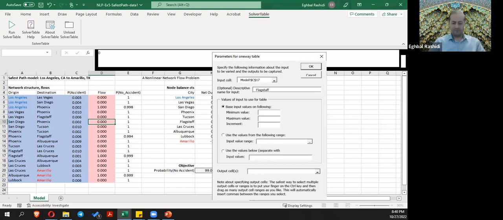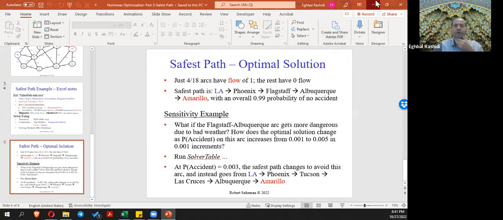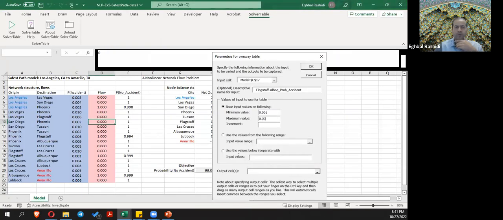Flagstaff, Albuquerque, probability accident. What a long name. Can I start from 0.01, which is right now, Flagstaff to Albuquerque. And I want to increase it to how many? 0.05, with an increment of 0.01.